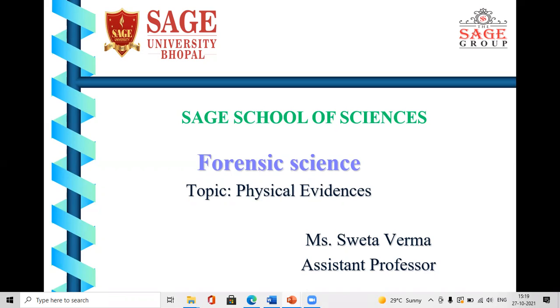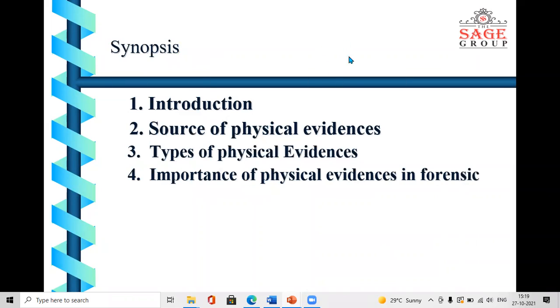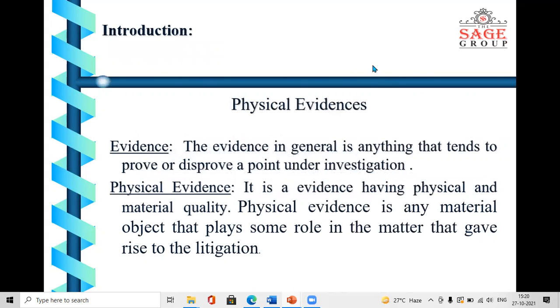I would like to talk about physical evidences in forensic science and their importance in forensic science. Let's begin. So, I'm going to talk about physical evidences. This is the synopsis of the presentation today: introduction, then the source of physical evidences, then the types of physical evidences, then the importance of physical evidences in forensic science. So let me introduce physical evidences.